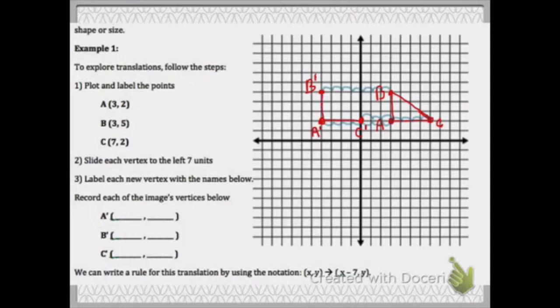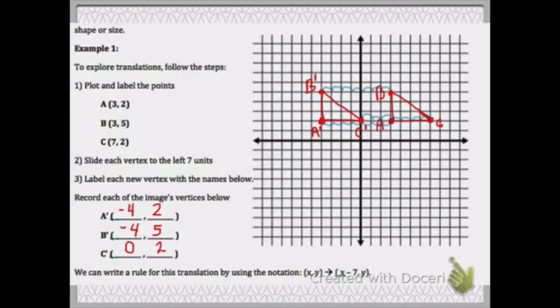I'm going to connect the dots to make the triangle. And hopefully you see that you've created the same shape and size triangle, but it is just translated 7 units to the left. Next we need to decide on the ordered pairs that make up the image of triangle ABC, and so we want to record those ordered pairs. Go ahead and record the ordered pairs, and then we'll continue.